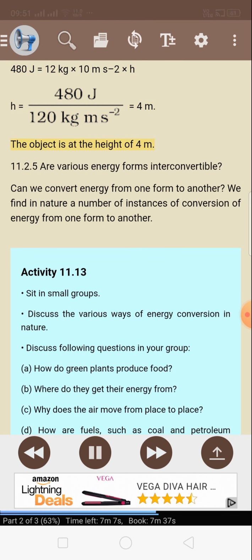11.2.5. Are various energy forms interconvertible? Can we convert energy from one form to another? We find in nature a number of instances of conversion of energy from one form to another.